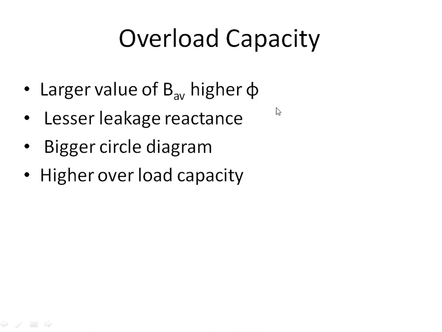Again, specific magnetic loading can also affect the overload capacity. We know that higher value of average flux density will lead to higher value of flux, and this will cause lesser leakage reactance with bigger circle diagram. So definitely the overload capacity will be higher for higher value of specific magnetic loading.